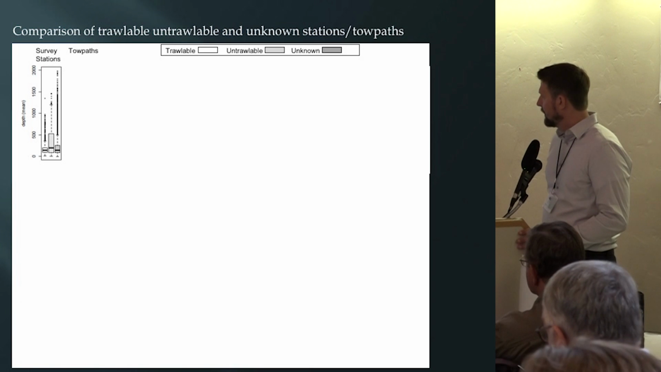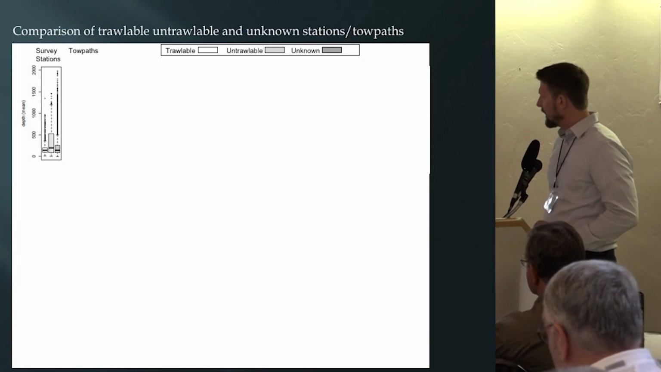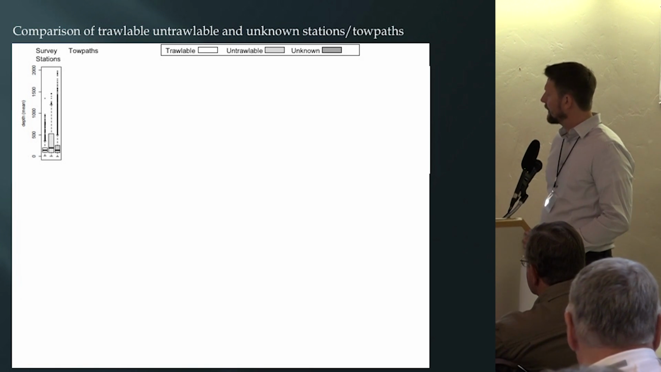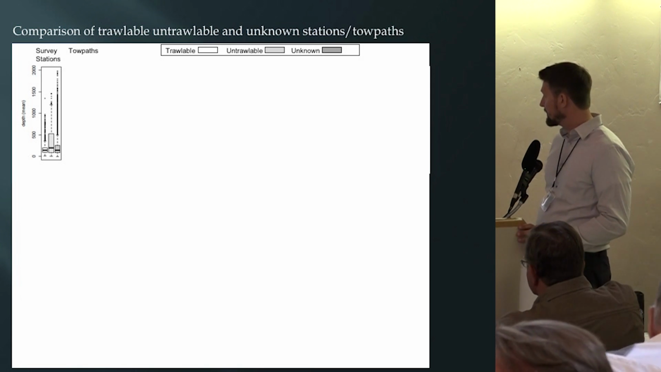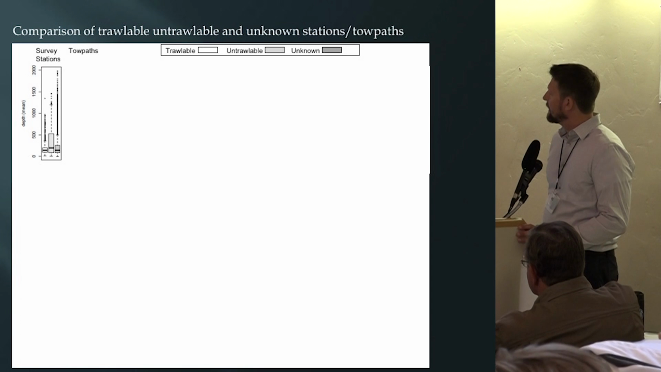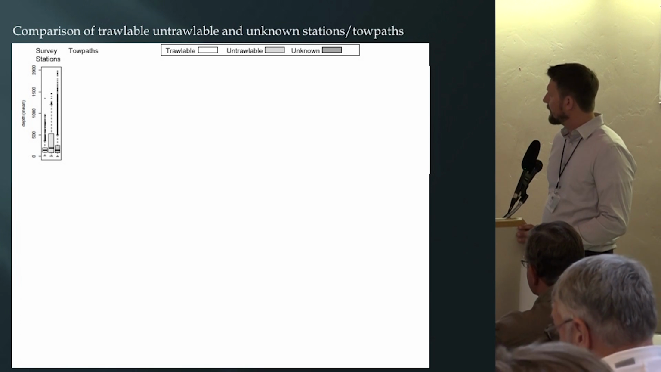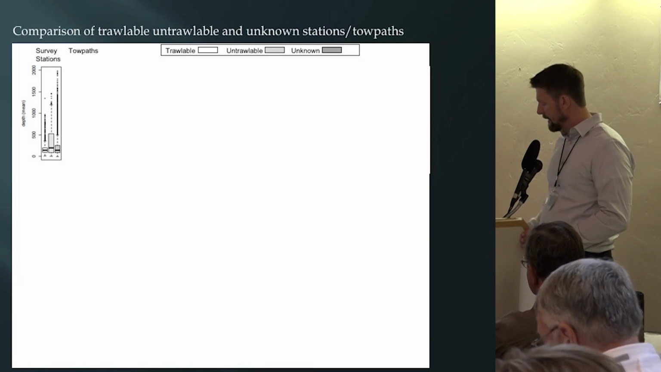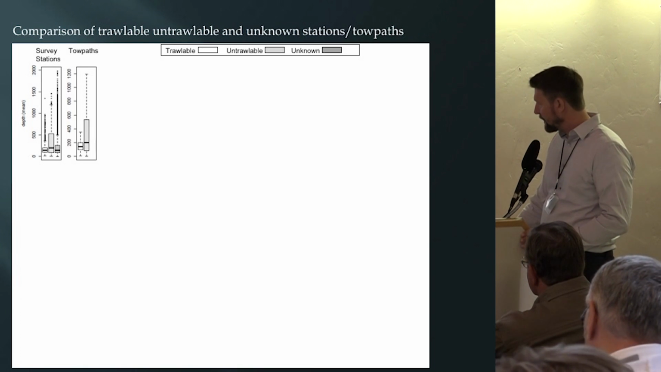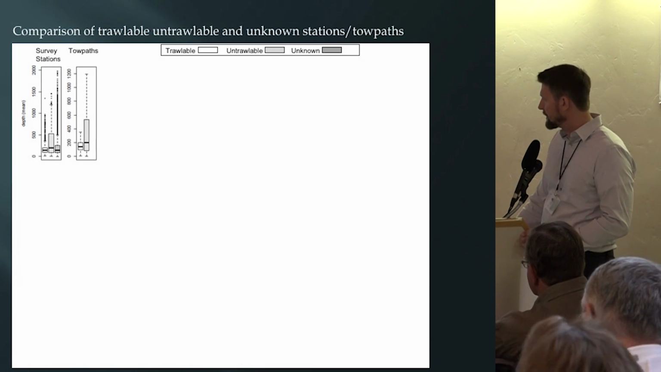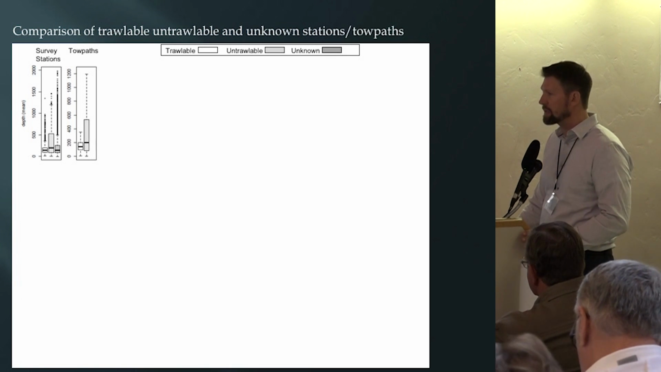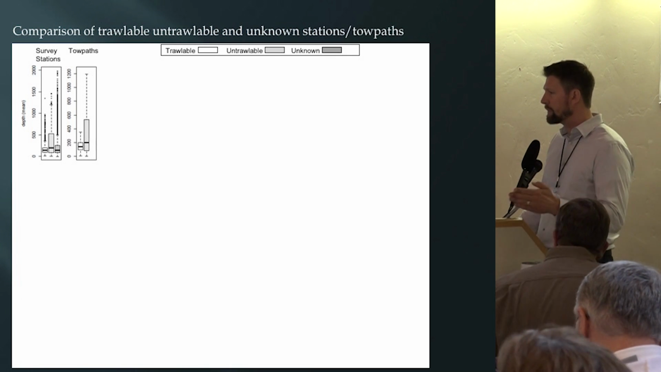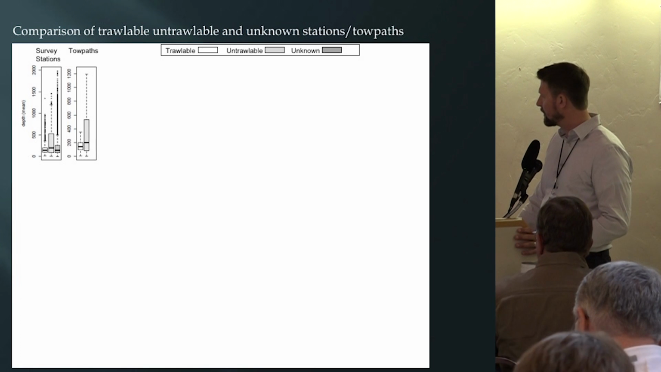What you'll see across all these graphs is that typically trawlable stations had less depth, less steepness, less rugosity. Untrawlable had more, and we had the greatest variation in those unknown stations, so that suggests it'd be useful to look more carefully at some of those unknown stations. What we're trying to do is use this analysis to help predict whether those unknown stations would be trawlable or untrawlable.